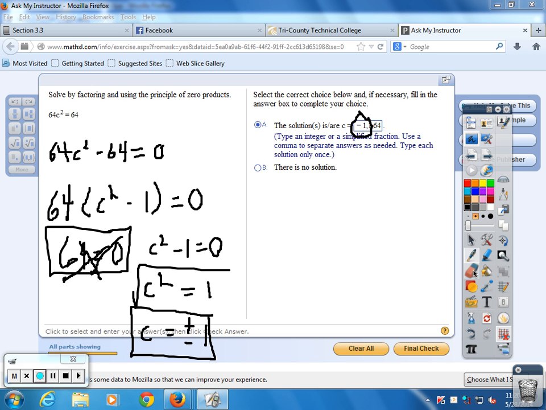So, the only problem with this answer up here is 64 cannot be an answer because 64 is not equal to what? 0.